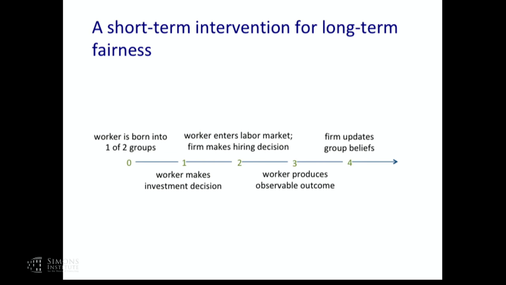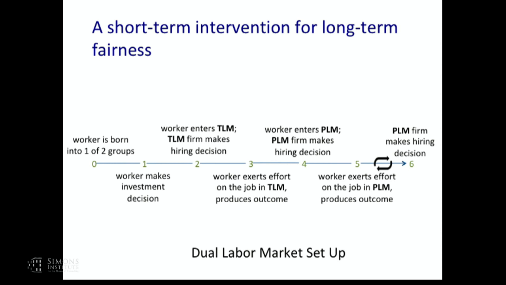Okay? What we can do is have a dual labor market setup, by introducing a temporary labor market. So after workers make their human capital investment decisions, they enter a temporary labor market where firms make hiring decisions, and we can have some intervention here. Okay? And then workers exert effort on the job in the temporary labor market, they produce some outcomes, then they enter a permanent labor market. But now the firms can make hiring decisions solely based on the observations of the produced outcome, and there are no restrictions.